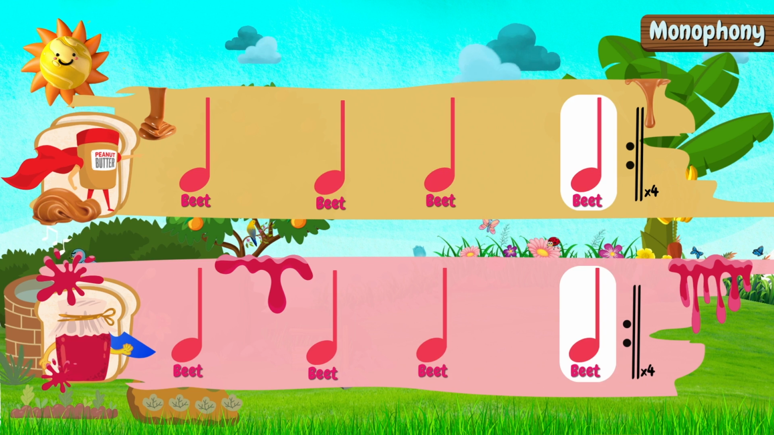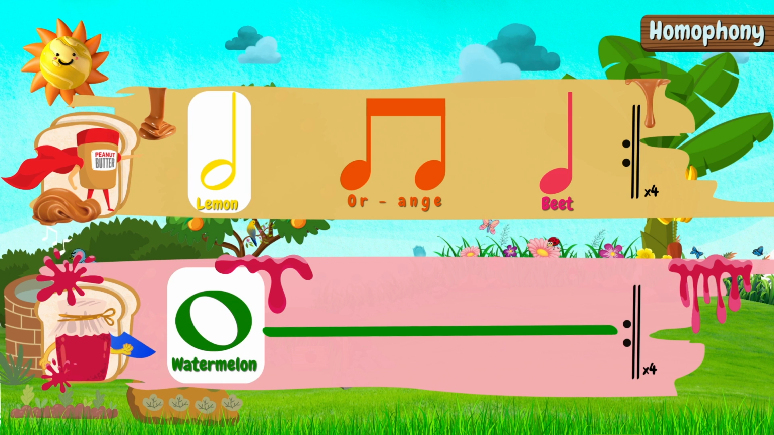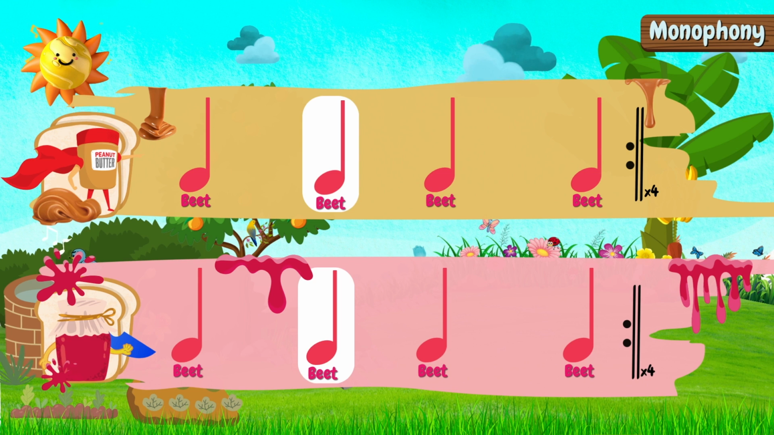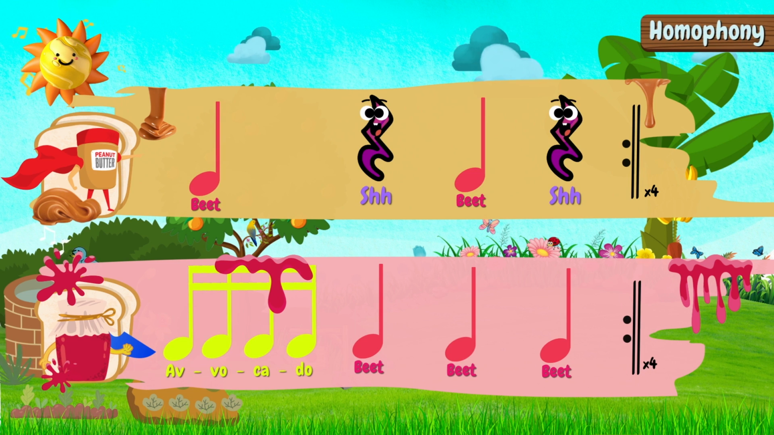Keep going. Homophony. 1, 2, 3, go! Going, explorers. Back to monophony. All beats. Beat, beat, beat, beat. Back to homophony. Take a look at the rhythm. Homophony. 1, 2, 3, go!